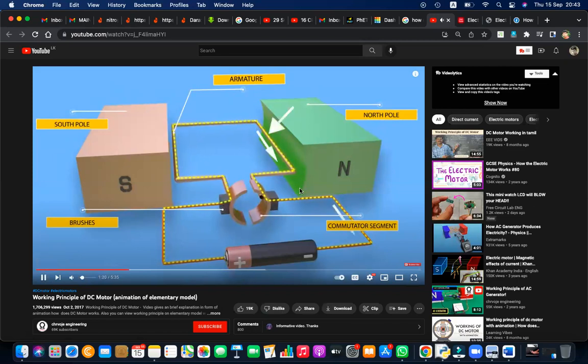When the power moves through this, there will be a force because of this magnetic field.